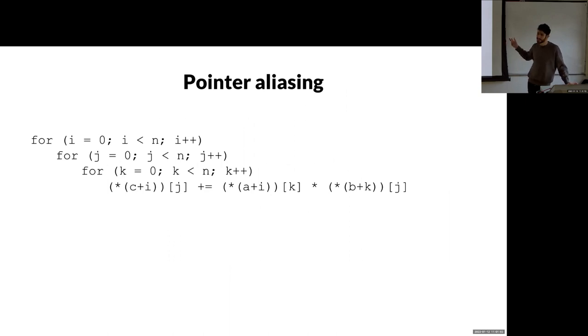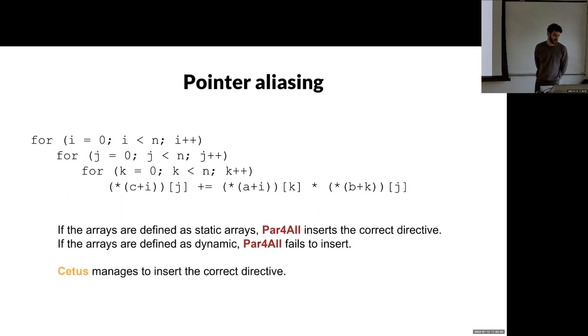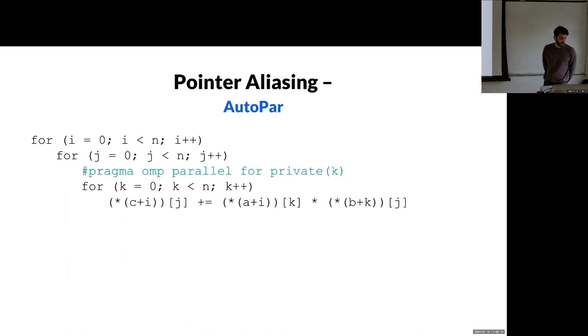What about pointer aliasing? So to make this code with pointer aliasing, we're just going to change, instead of an array of arrays, we're just going to make it a pointer of arrays. And in this case, Parfuol managed to insert the same directive. It did understand the pointer aliasing correctly. And also Setus did manage to understand it. However, Autopar inserted this directive. Do you know why it's incorrect? Because we need a reduction on C. So Autopar, when we told it to assume that this code doesn't have pointer aliasing, somehow produced an incorrect directive. So with Autopar, we need to be more cautious.